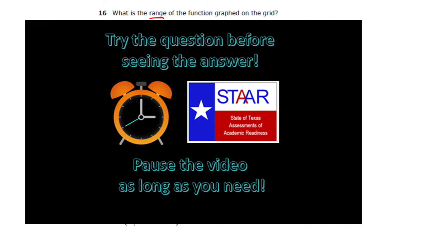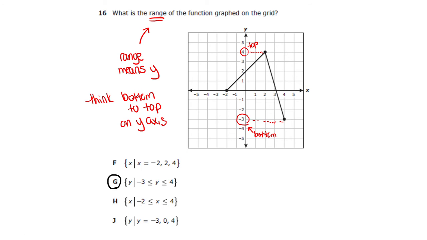Okay, here we go. Here's the answer. The range is from -3, so the bottom part of the function would hit the -3 axis if you were to draw an imaginary line to -3, and it goes all the way to +4 at the top of the graph. So the answer is G.